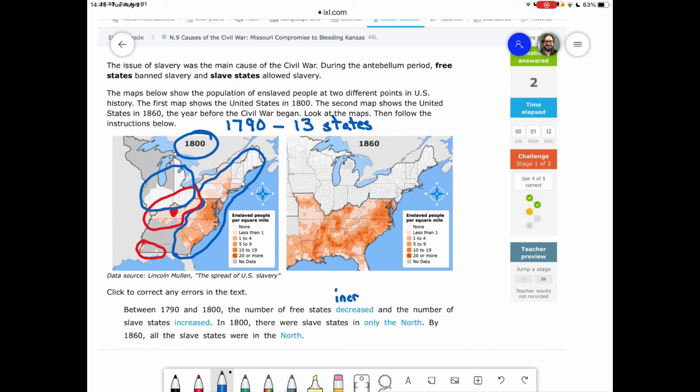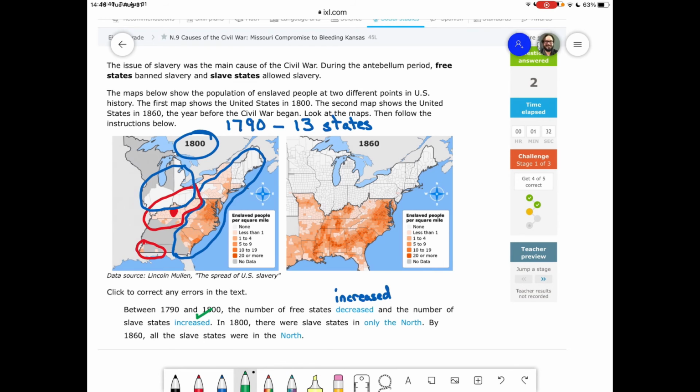Now, earlier when we went over this in the Google Meet, we missed this piece of information, and realized that we did not consider the Western Territories. So the number of free states increased, and the number of slave states, here we see that it says it increased. And again, when we consider the Western Territories, slavery spread into some of those. So the slave states also increased.